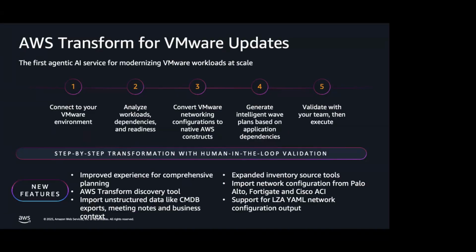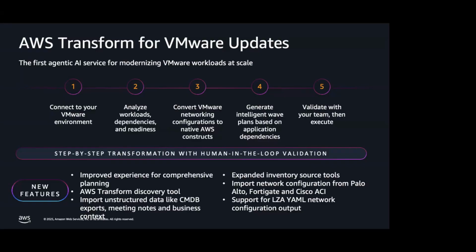A lot of customers have VMware, and with the VMware licensing cost increases, they are looking at opportunities to migrate out. But the thing is, they have thousands and thousands of servers running on VMware, and it's always a big effort to try and figure out what will be the best way to migrate, right? You have to understand or analyze these workloads, understand all the complexities, the dependencies, then you have to create a migration plan, you have to move the network over. So that is where we wanted to give you the ability to use this agentic AI service to modernize your VMware workloads at scale.